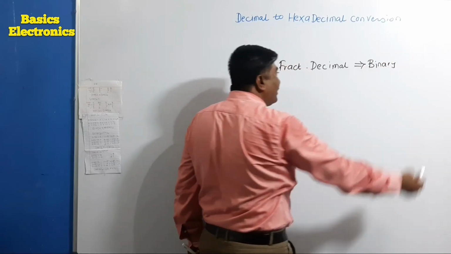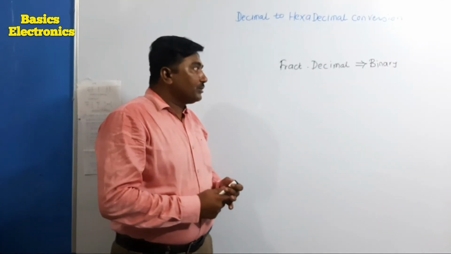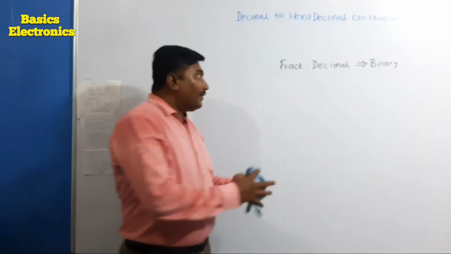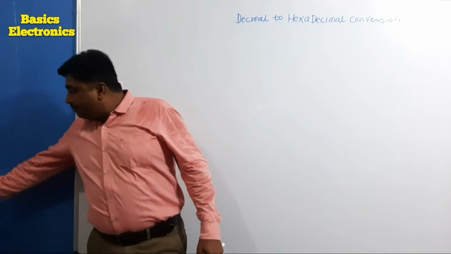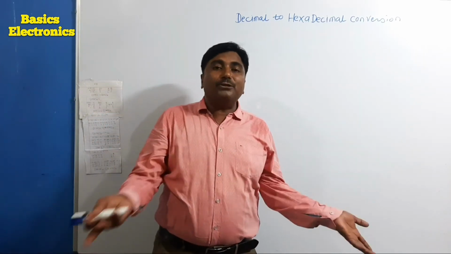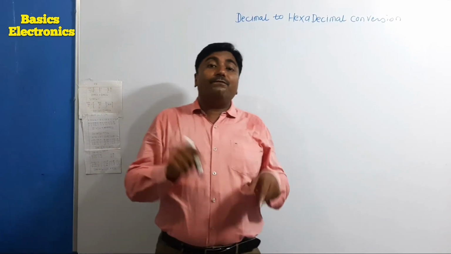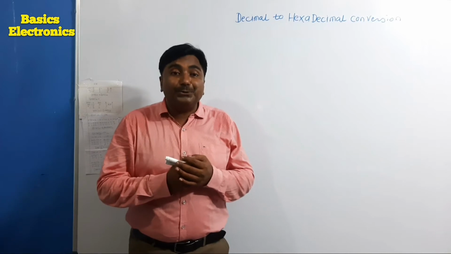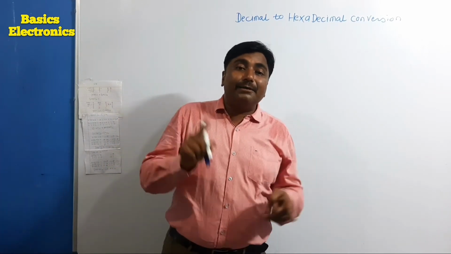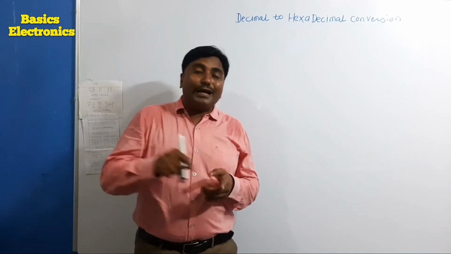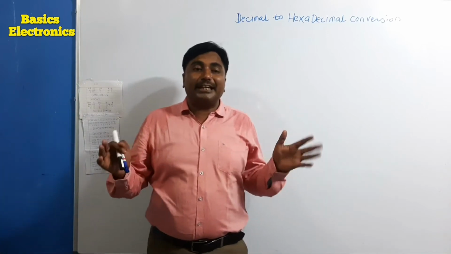So what is the process? These steps are very simple. Those steps are the same as decimal to binary for a fractional part, with only one change. In decimal to binary, we multiplied the given fractional number by 2. What we have to do here is multiply the given decimal fractional number by 16. This is the only change.